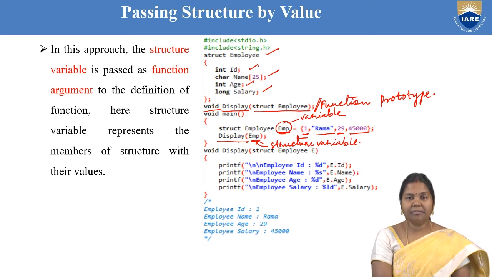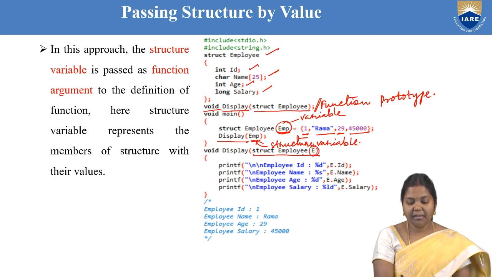So we are calling the display function. Now the display function has to receive the structure. So struct employee E is the name of the variable where the value of the employee record will be stored. Now let us display one by one. Write the printf statements to print the employee ID. E is now the variable; this is the formal parameter. Employee was the actual parameter. So E dot ID, E dot name, E dot age and E dot salary.